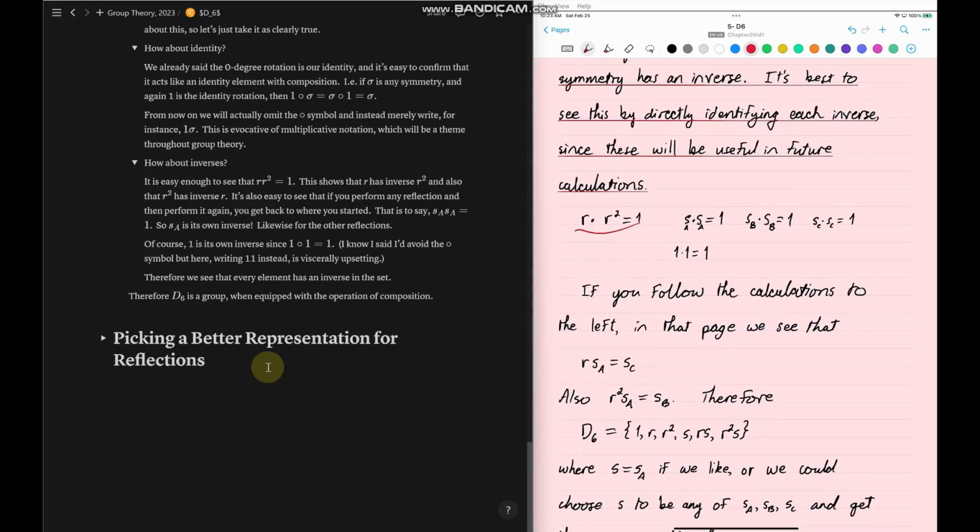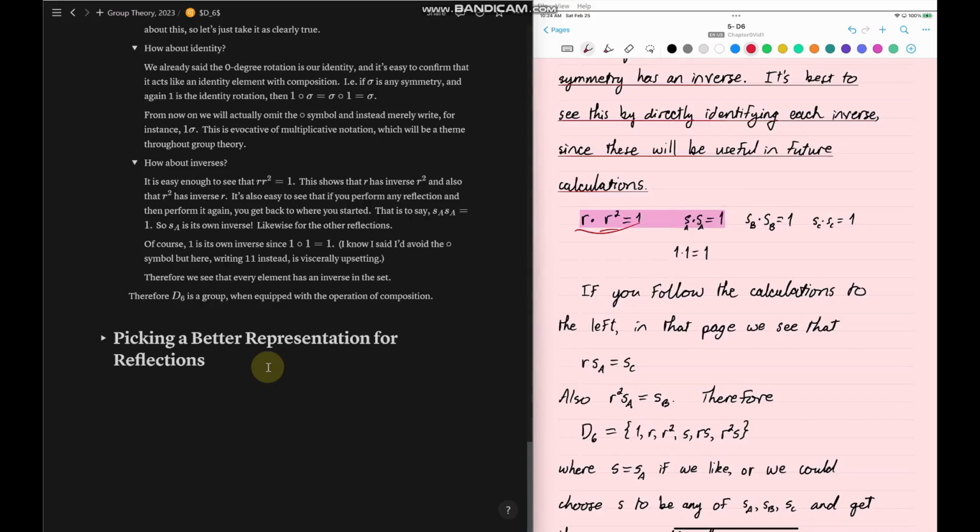Doing a single rotation followed by a double rotation gets you back to the identity. So R times R squared is equal to 1, meaning that R and R squared are inverses of each other, right? So the inverse of R is R squared, and the inverse of R squared is R. You could also flip this around and still make the same argument.